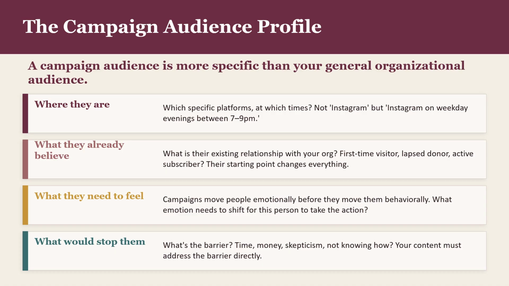So those 4 things, what are they? Where are they? That's the first one. Where are they? Not the platform name, but the specific content. Your mid-level donors might be on LinkedIn, but they're on it during work hours for professional reasons. This changes what kind of content works. Know the context, not just the platform.